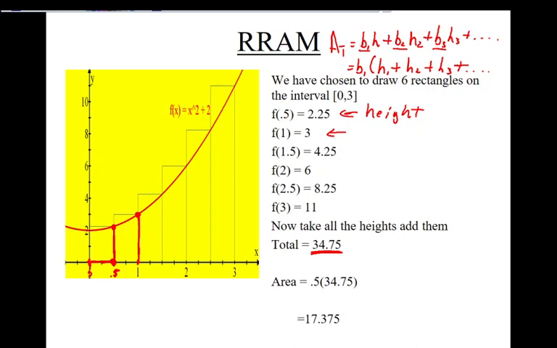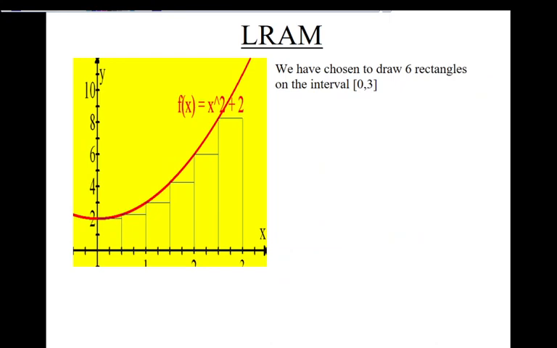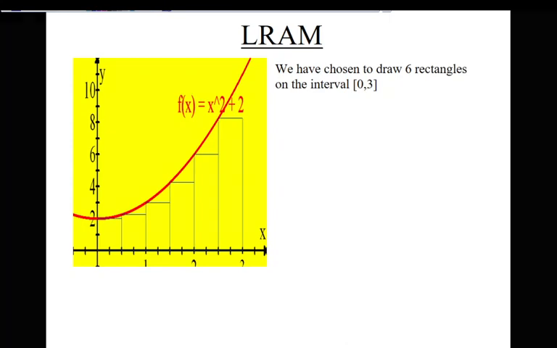Okay? So speaking of Lram, my second example is Lram. Now it's the exact same function, exact same amount of rectangles. The only difference is, since I'm doing Lram, my rectangles hit on the left side. So you notice on the last one, my height came from the right side, but on this one, the heights come from the left side.